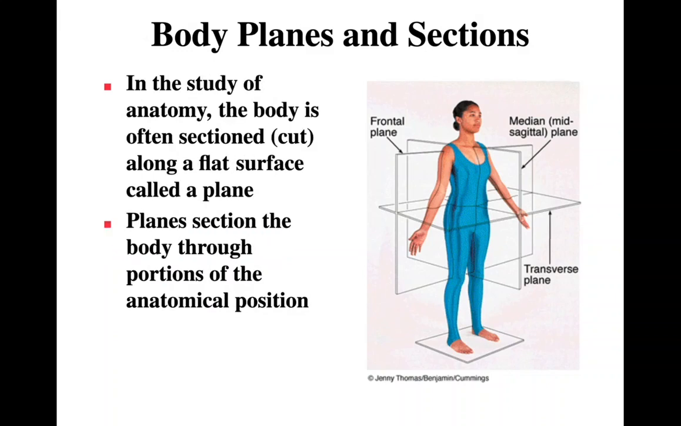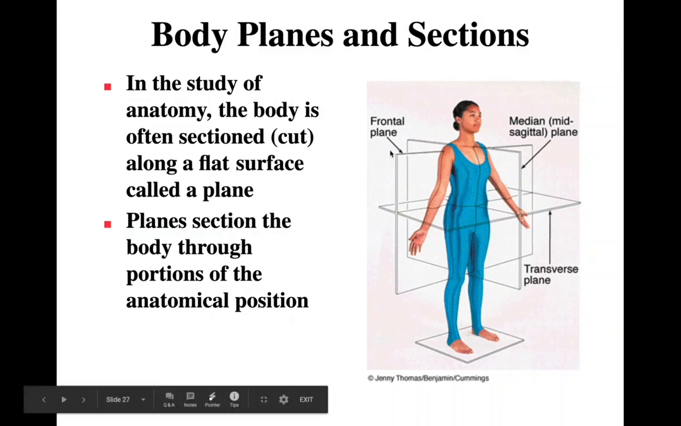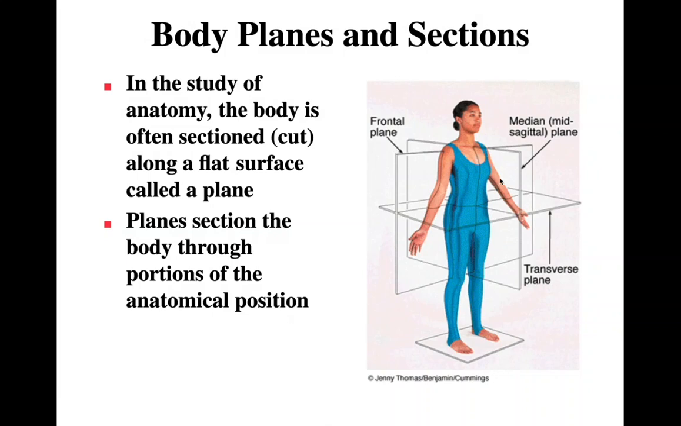So they're often sectioned or cut along a flat surface. So these are going to go through the anatomical portions of the body. Frontal plane is going to divide things into front and back. Your median, sagittal, or mid-sagittal plane is going to divide things into right and left parts. We say it's mid-sagittal when it's equal right and left parts. And then the transverse plane is going to cut things into top and bottom parts.